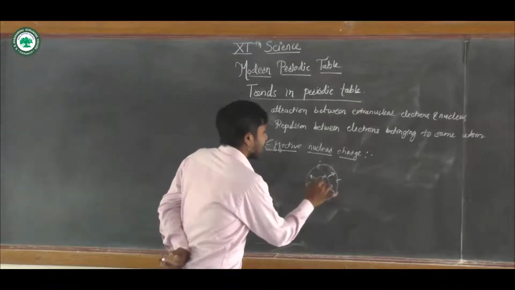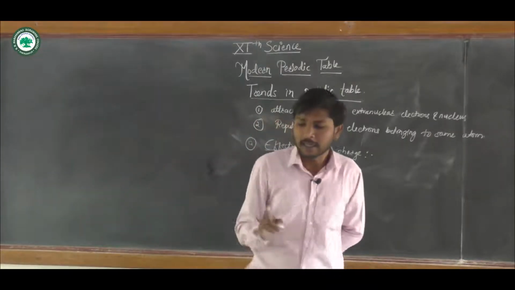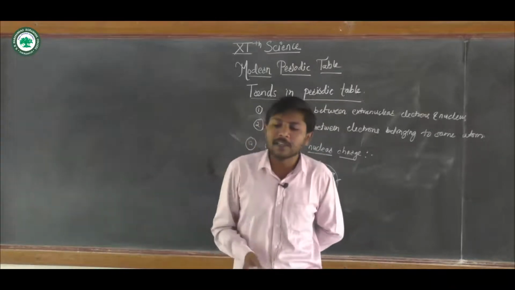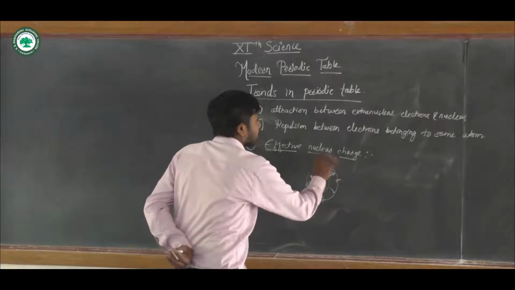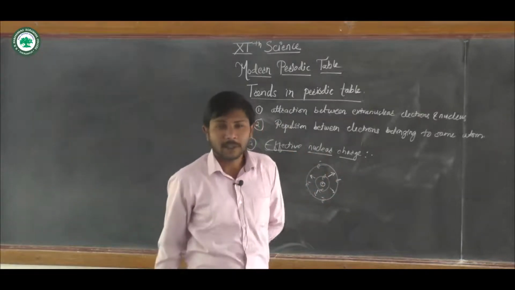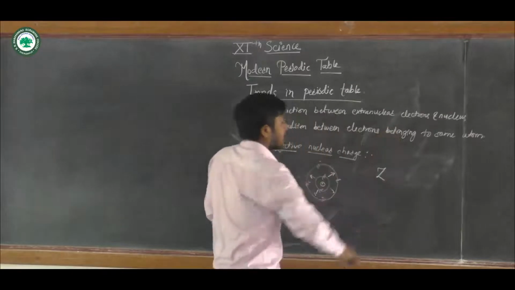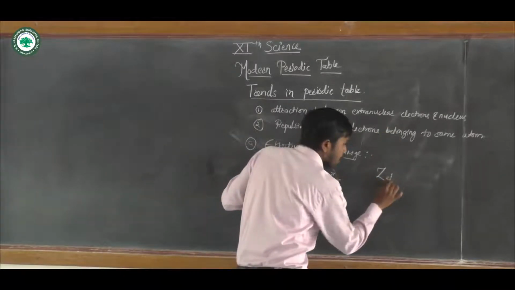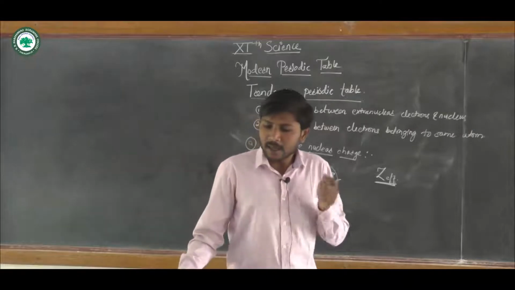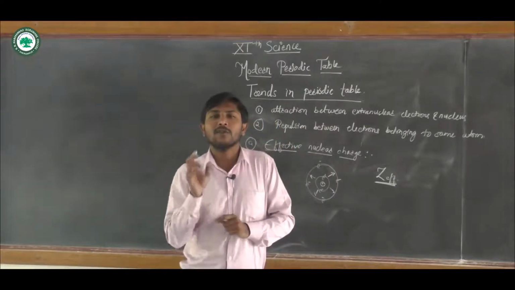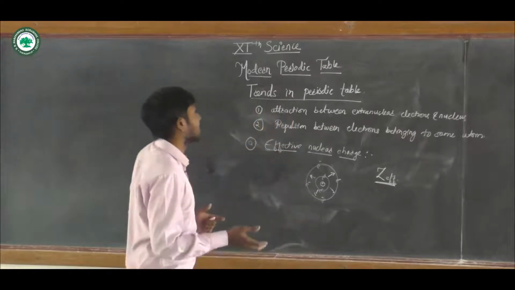What is effective nuclear charge? It is the net charge actually experienced by the electron. It goes on decreasing for electrons belonging to the outer orbits, because the inner orbit electrons shield them. We denote the effective nuclear charge by Z effective. And what is the shielding effect? We have seen that the inner electrons shield the outer electrons from the force of attraction from the nucleus. This shielding effect explains the different characteristics of an atom.